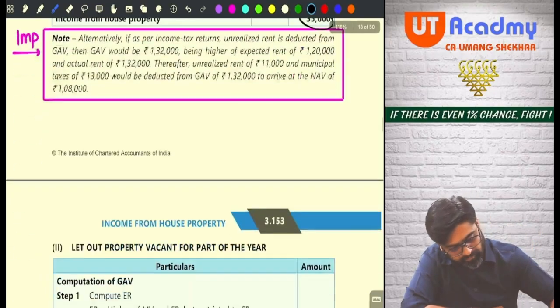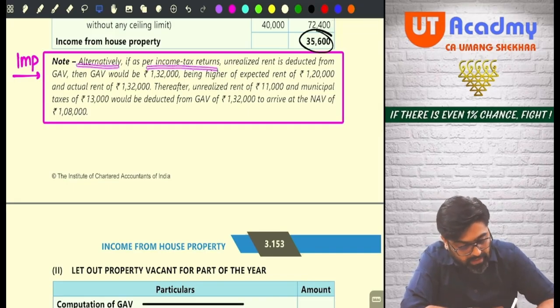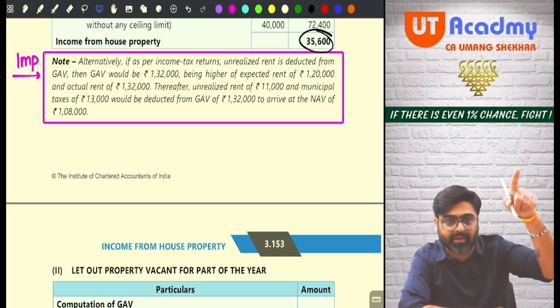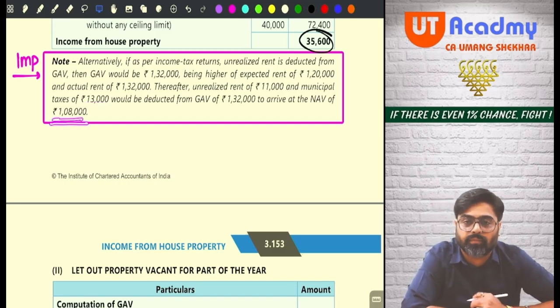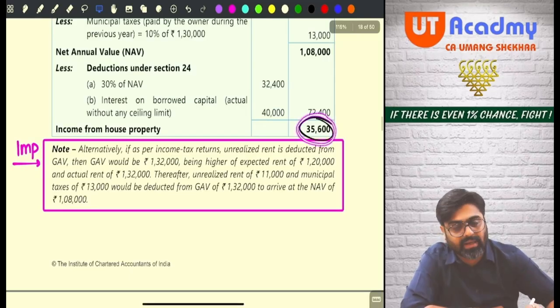Why? Because see, they have written alternatively, if as per the income tax returns, unrealized rent is deducted from GAV, then GAV would be 1,32,000, which came in our case also. GAV was 1,32,000. Out of that, 11,000 is reduced. Then thereafter, unrealized rent and municipal tax 13,000 would be deducted to arrive at the NAV of 1,08,000. Then from that NAV of 1,08,000, we are taking what? Two deductions, and our final answer is getting, we are also getting 35,600.